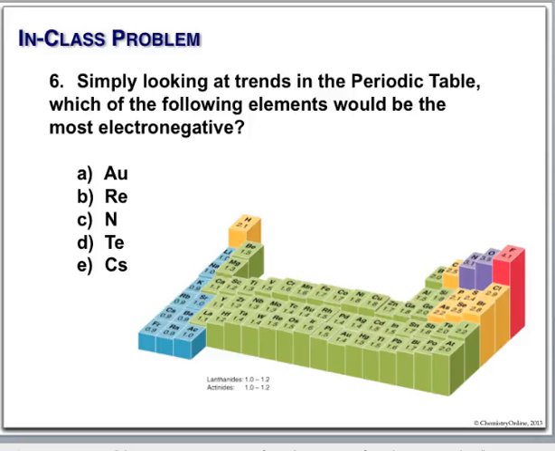Okay. No, here it is, right here. Yeah, see, that's bad too. Nitrogen. Oh, nitrogen's way up here. That's good. Tellurium is going to be in here somewhere, isn't it? Yeah. Oh, here it is, 2.0. And finally, cesium. Cesium, way down here, 0.9.